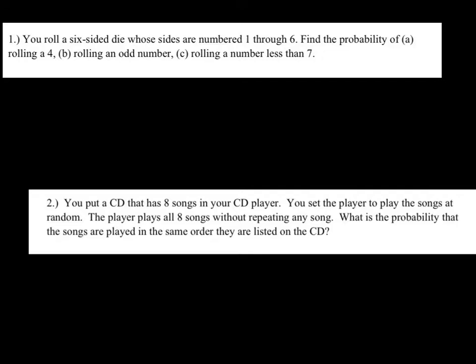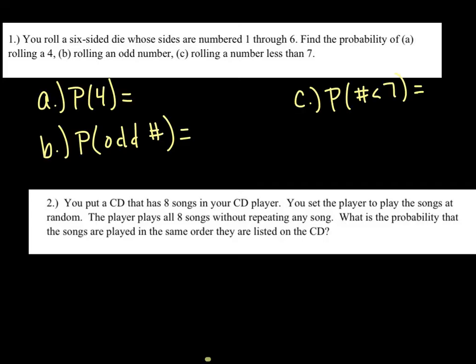So number 1 says you roll a 6-sided die whose sides are numbered 1 through 6. Find the probability of A, rolling a 4, B, rolling an odd, and C, rolling a number less than 7. So to note probability, we just write P. So the probability of rolling a 4, there's 1 4 on the die, so it would be 1 out of 6. So a fraction is fine.